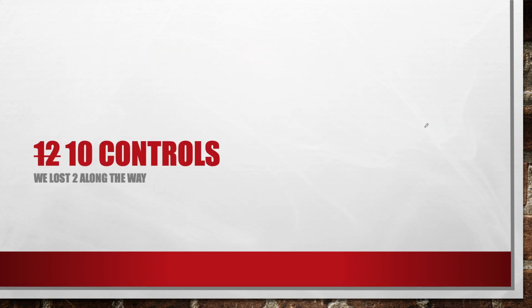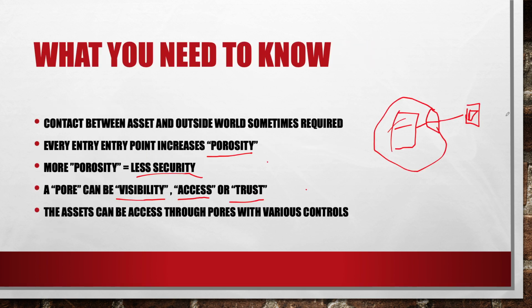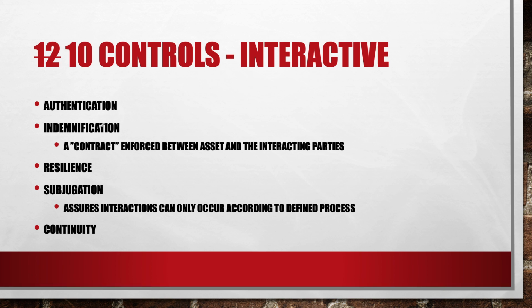Now we have 10 controls specifically. These controls are authentication, indemnification, which is a contract enforced between the asset and the interacting parties. So if I have a database server right here and another server right here, there might be a contract between those. That's the indemnification. So you can either be authenticated, you can have a contract.